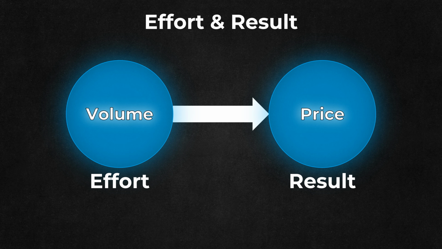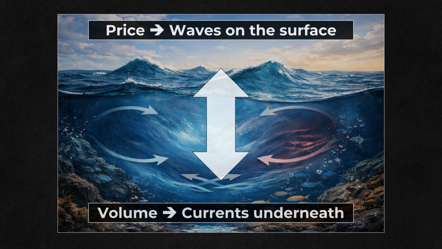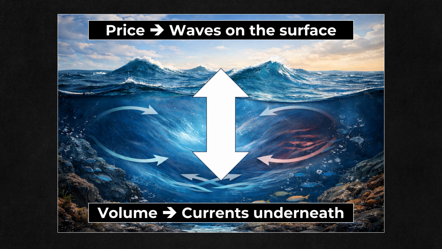One way to think about this is with a simple analogy. Think about the market as the ocean. Price represents the waves on the surface of the water. Volume represents the currents underneath. The currents directly influence what happens at the surface, even though they are not immediately visible. This is why studying volume is extremely important, and why so many professional traders rely on volume-based tools.